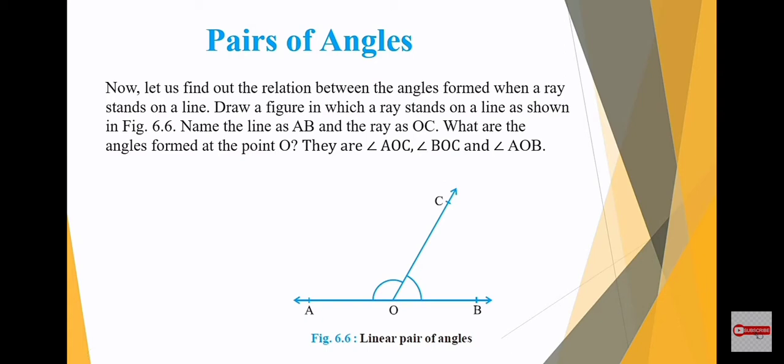Name the line as AB and the ray as OC. What are the angles formed at the point O? They are angle AOC, angle BOC, and angle AOB. So on the line AB, you are drawing the ray OC. So you got three angles, that is angle AOC, angle BOC, and angle AOB.